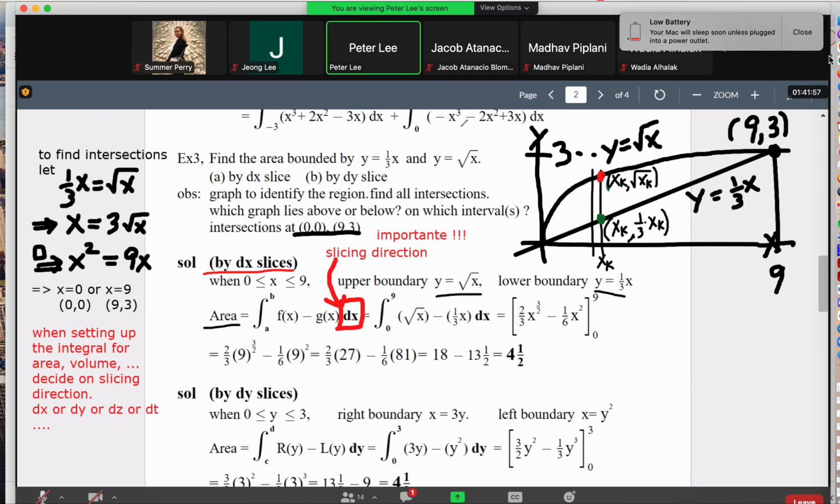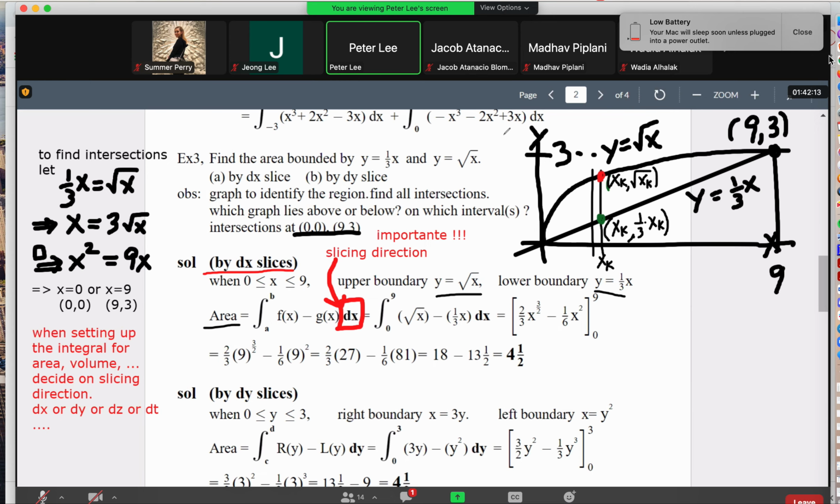Okay. Now let's look at the second part, by dy slices. The question is, can we get the area by dx slices? Can you do that? Well, let's see whether you can do this by dy slices.